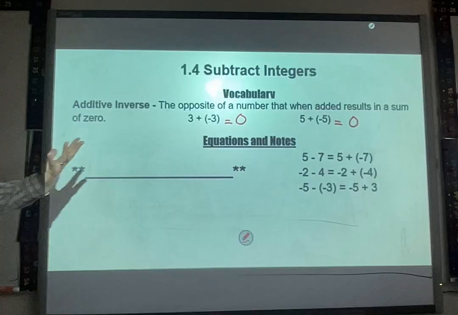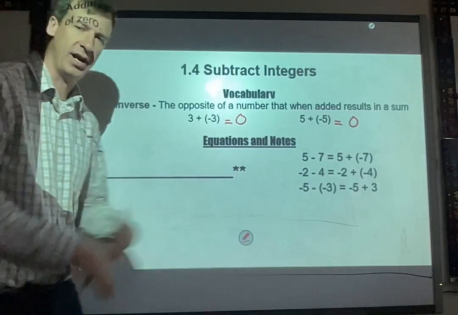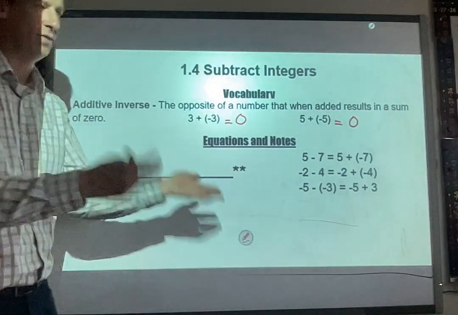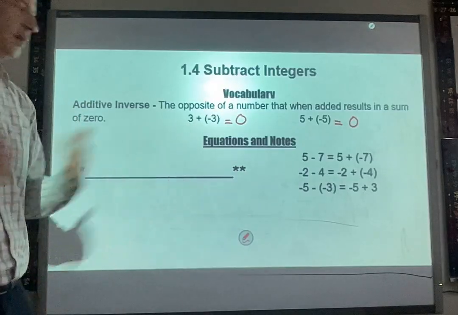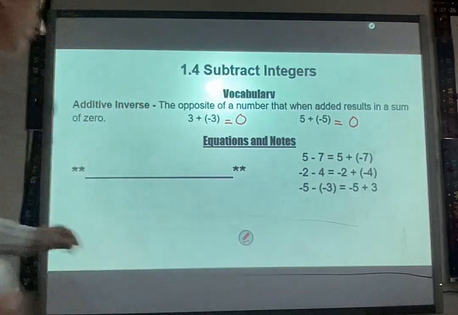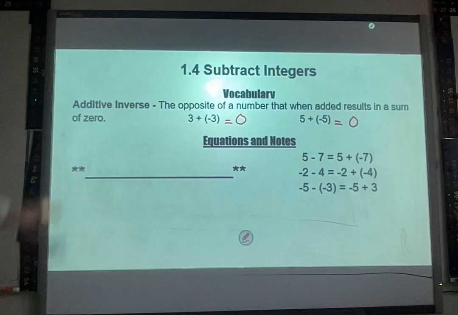So if I said, hey, what's the additive inverse of 7? You'd say, well, that's negative 7. It's the opposite of 7. What's the additive inverse of negative 10? Positive 10. So it's just the opposite of it. Okay, so we know what an additive inverse is.